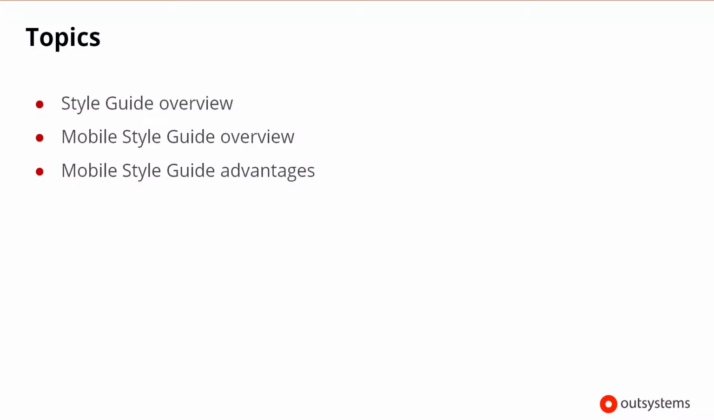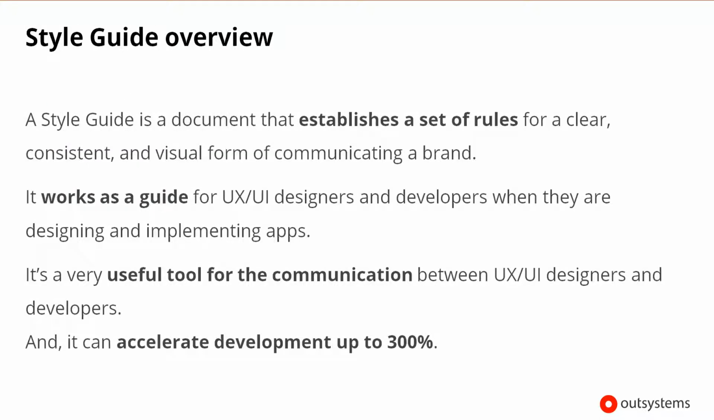In this lesson, we'll cover the following topics, including an overview of what a style guide is and how you can leverage it. Then, the concept of a mobile style guide is introduced, as well as the advantages of using a mobile style guide. A style guide is a document that establishes a set of rules for a clear, consistent, and visual form of communicating a brand.